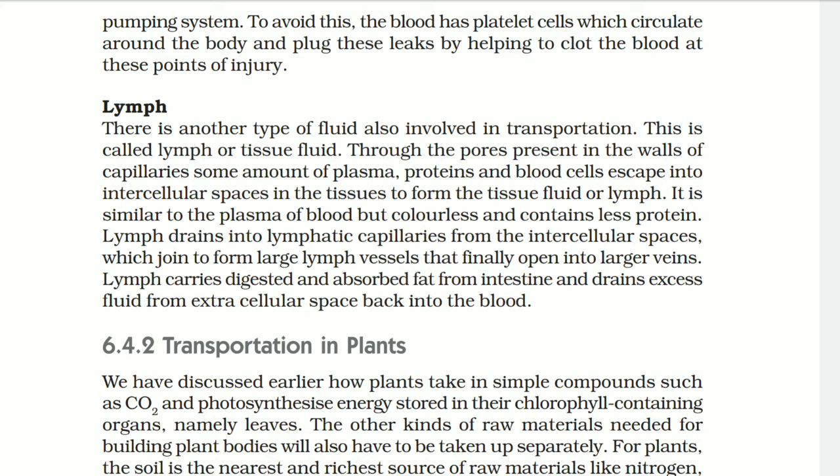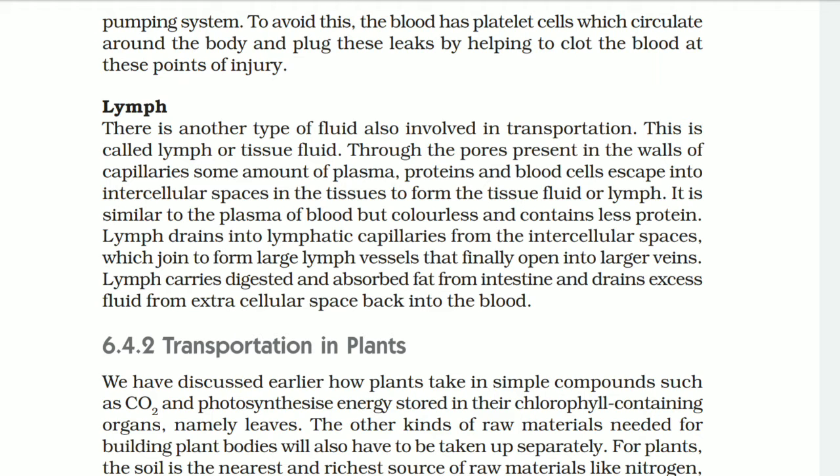Lymph. There is another type of fluid also involved in transportation. This is called lymph or tissue fluid. Through the pores present in the walls of the capillaries, some amount of plasma, protein, and blood cells escape into the intercellular space in the tissue to form this tissue fluid or lymph. It is similar to the plasma of blood but colorless and contains less protein.